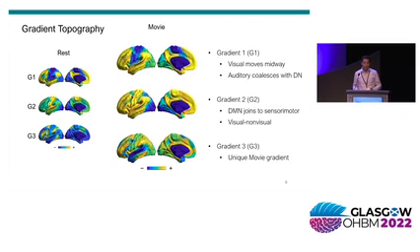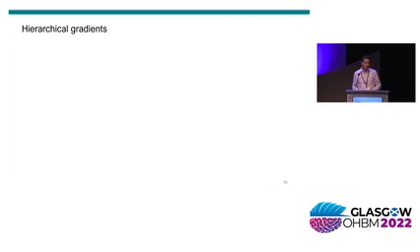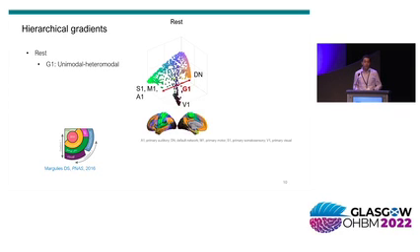And gradient 3 was the gradient that has a unique organization during movie watching that was not observed in rest. And it uniquely separates out regions involved in language and auditory regions along one end of that gradient. So if we talk about hierarchical gradients, we know that rest gradient 1 is a hierarchical axis that goes from all the unimodal regions, including somatomotor, auditory, and visual regions on one end, to higher order default network regions on the other end.